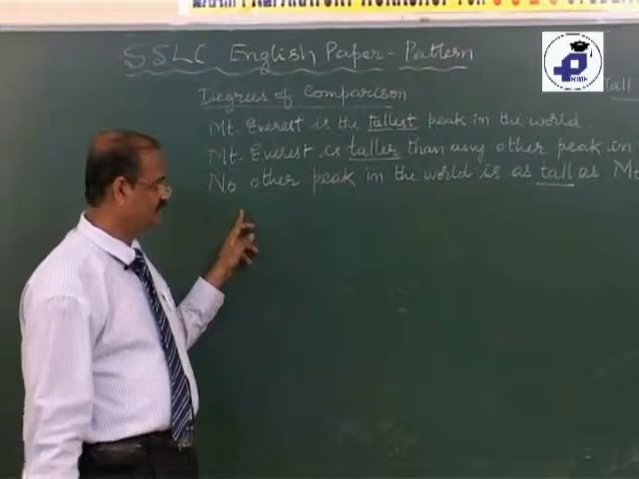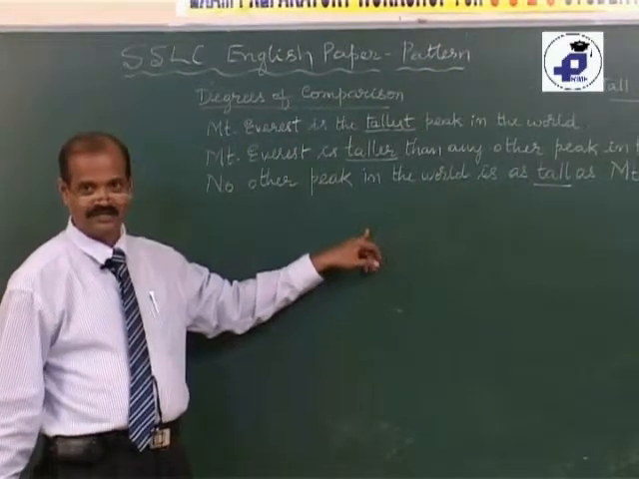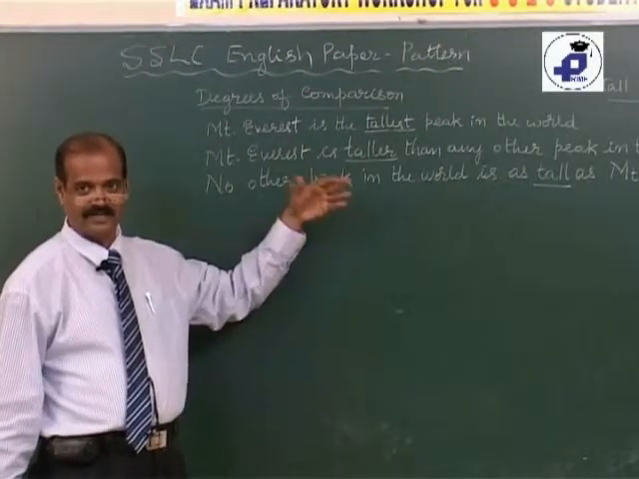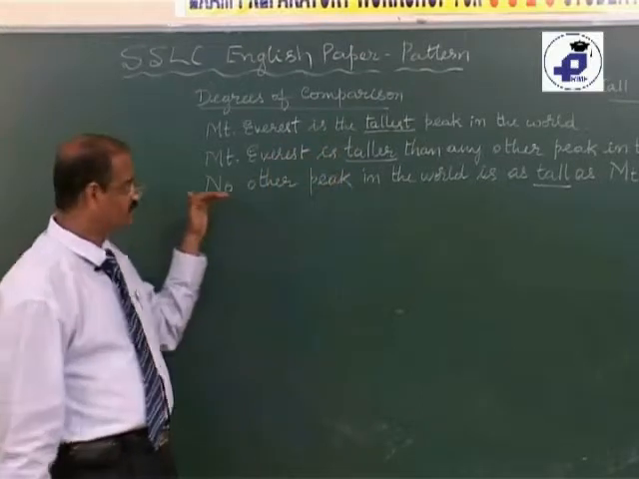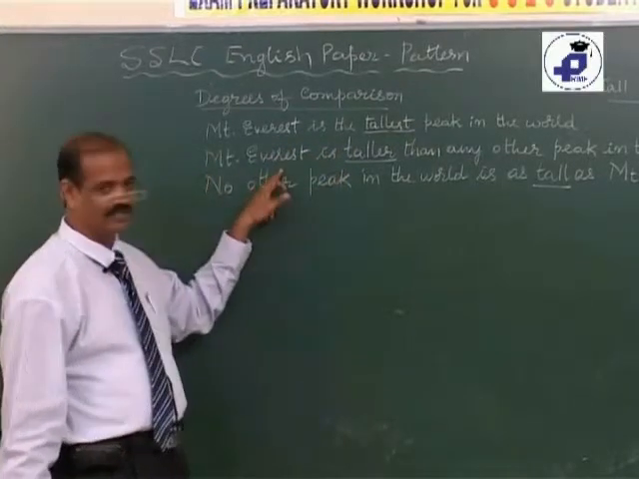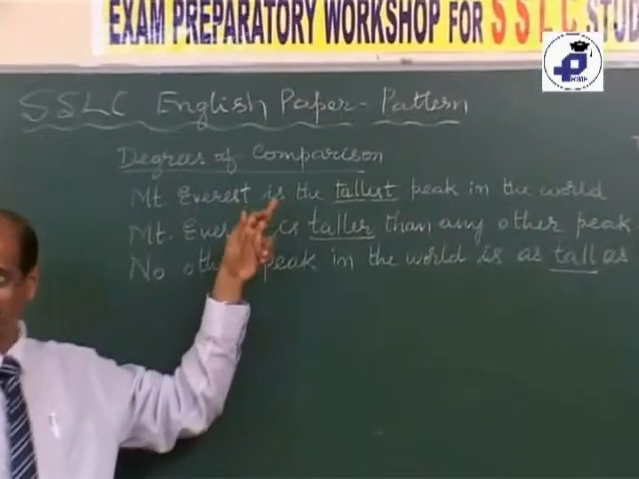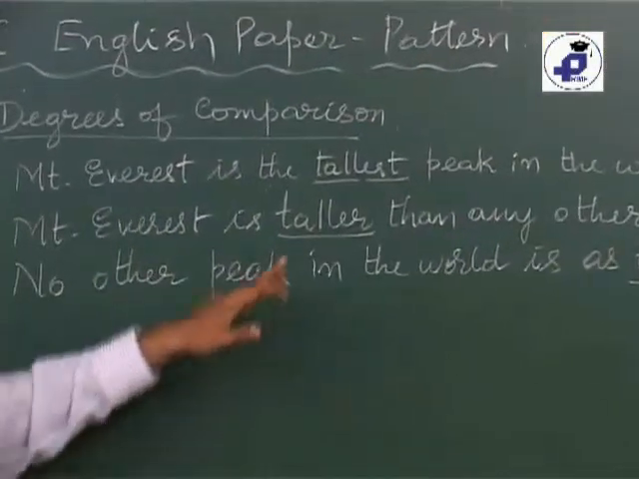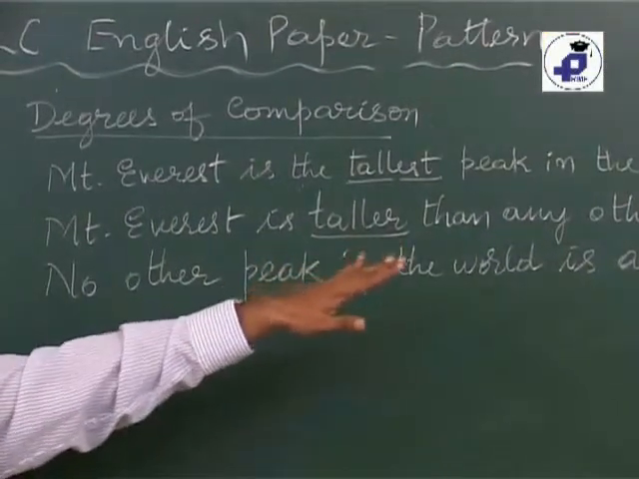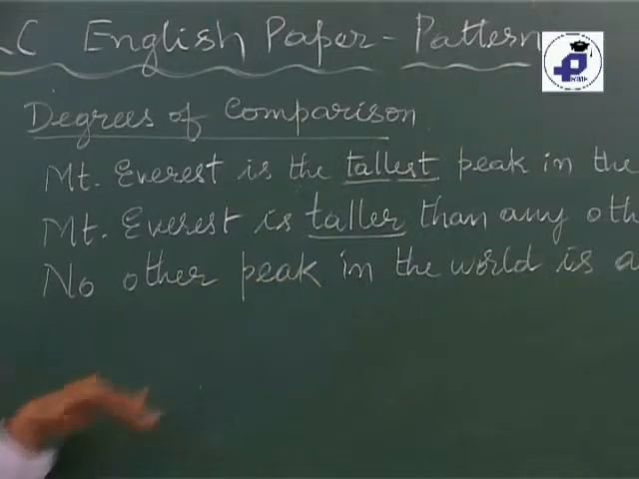If a sentence is given in positive degree, then you have to convert it into comparative and superlative. If a sentence is given in comparative degree, you have to convert it into superlative or positive degree. For that you should know tall, taller, tallest. Okay. Now let me take one more example.